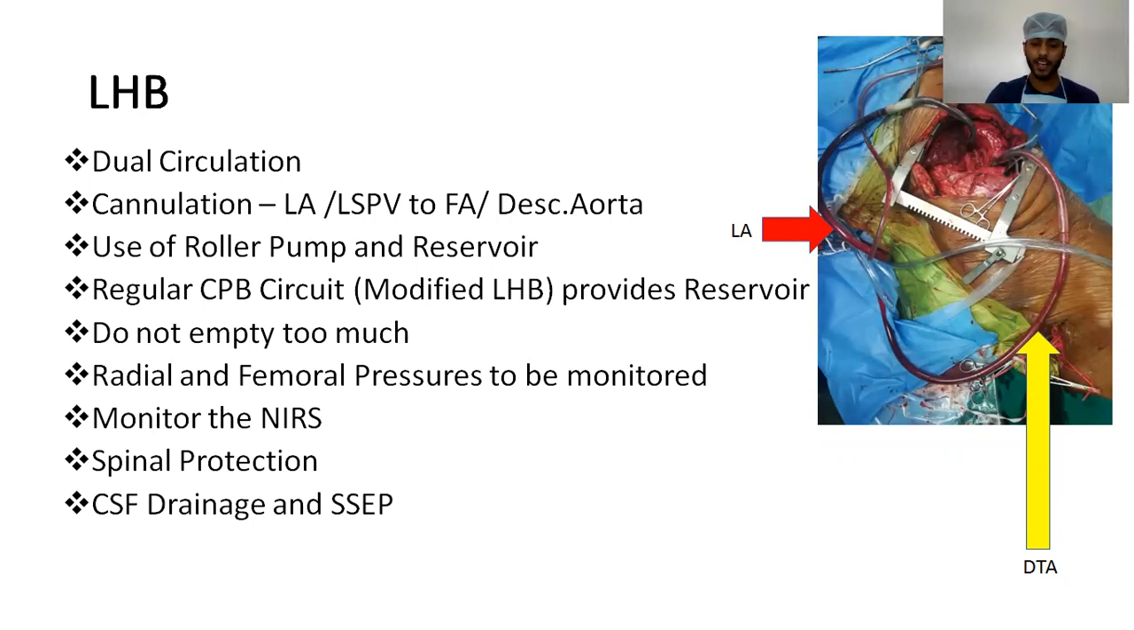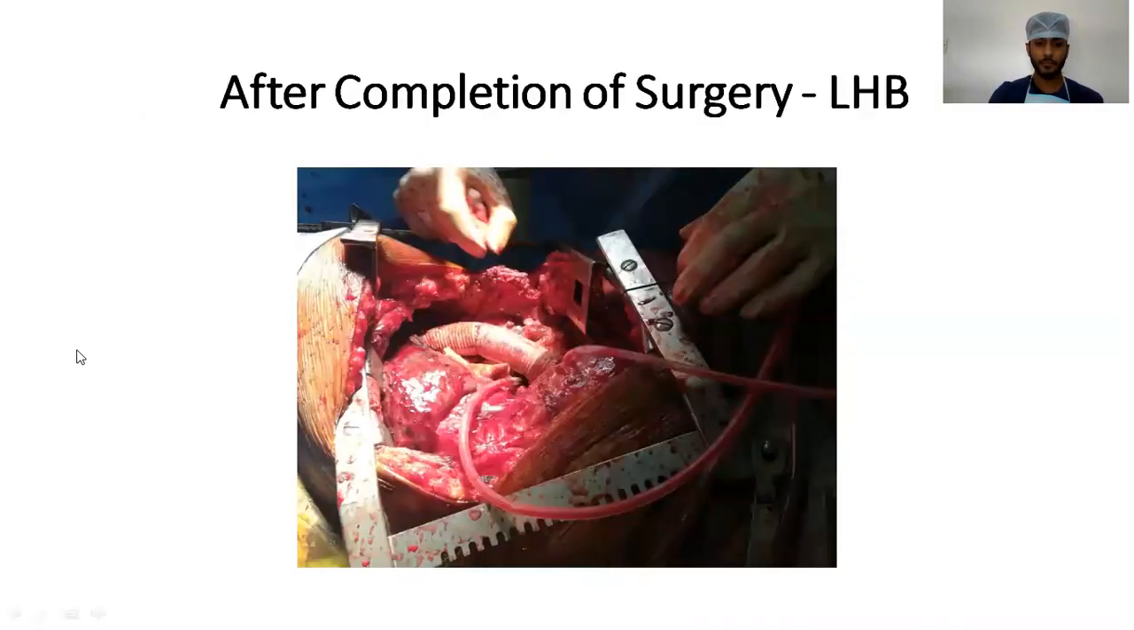The strategy we took for this case was that we didn't empty the heart too much, because the heart was perfusing the upper body. We used radial and femoral invasive pressure monitoring for the upper body and the lower body. For cerebral protection we monitored the NIRS, and for spinal protection we used CSF drainage and somatosensory evoked potentials. This is after the completion of the left heart bypass. This thoracic part we have replaced with a straight graft.